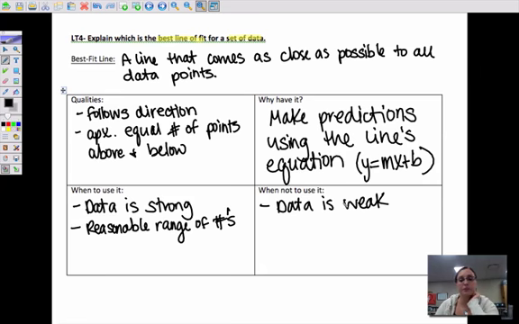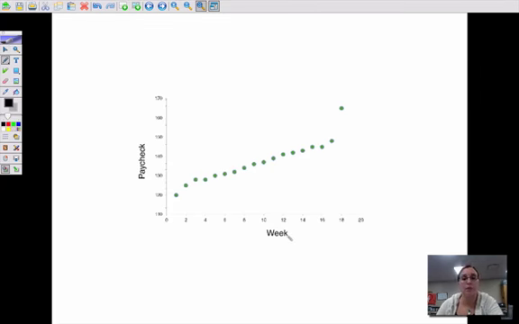Okay? So let's look at a scatter plot here. We've got the weeks and the paycheck. So as the weeks go up, your paycheck also goes up. Okay, so that's just the amount on your paycheck as the weeks go by. All right, so we're talking about the line of best fit. So let's put a couple bad ones in there, and we're going to label them. So obviously, this is a positive correlation.